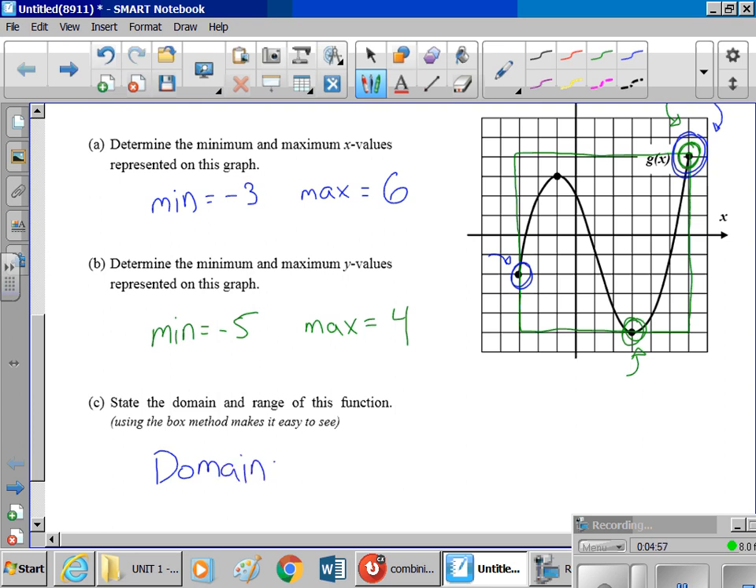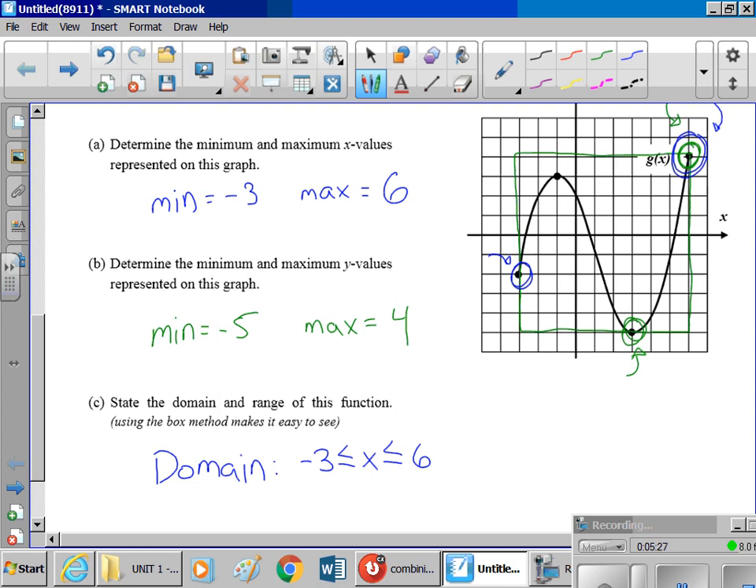when you use set building notation, we start with the minimum, which is -3. We always use less than or equal to. In this case, we're going to use x because x represents our domain, less than or equal to the maximum, which is 6. How we read this is x is sandwiched between -3 and 6, or you can read x is greater than or equal to -3 while it's less than or equal to 6.